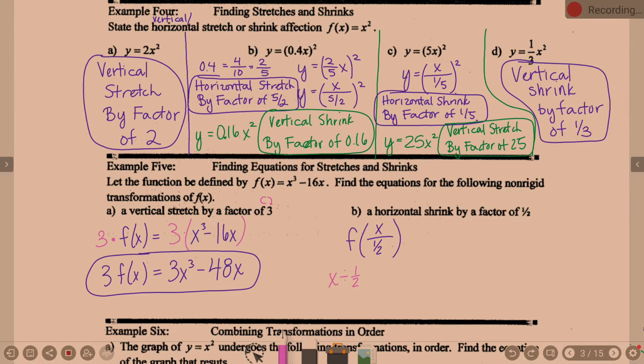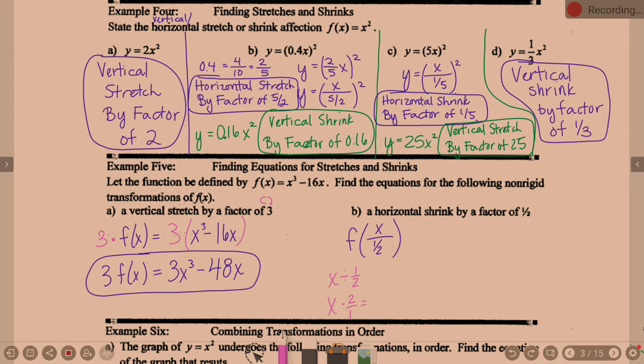Reciprocal. To divide a fraction, you multiply by the reciprocal. So x divided by 1/2 is really x times 2/1.